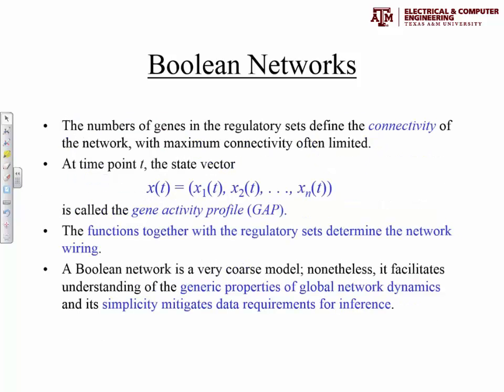The numbers of genes in the regulatory sets define the connectivity of the network, with maximum connectivity often limited. It's usually 2 or 3. At time point t, the state vector, because you have n genes, is made up of the activity level of these n different genes, so it has n components. This is called the gene activity profile, or GAP. The functions together with the regulatory sets determine the network wiring, which in turn determines the dynamics of the system.